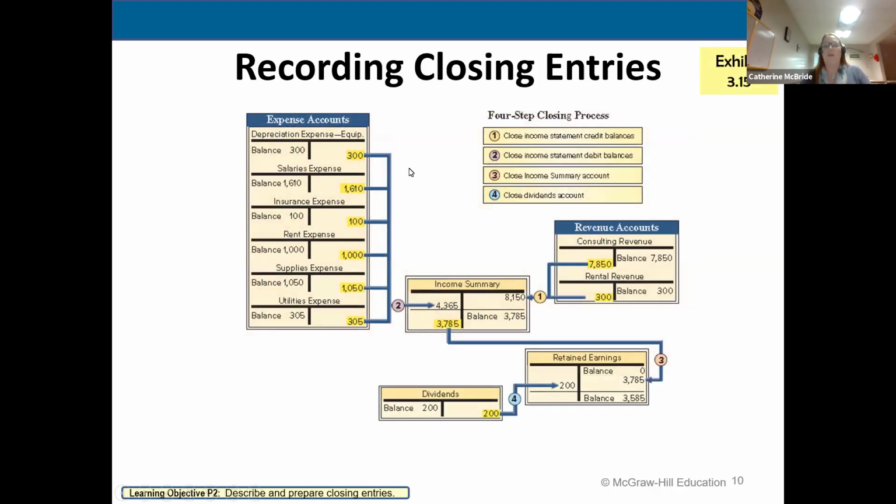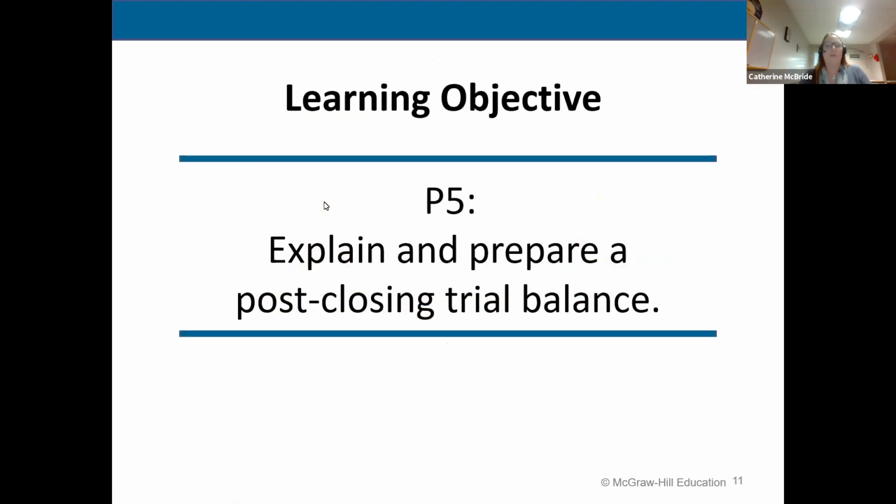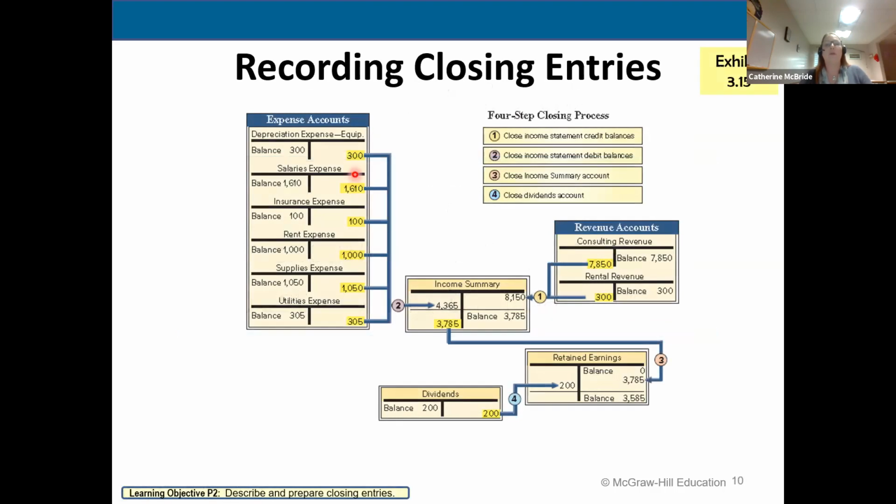So this is why it's so easy. If you look at the expense accounts, like here's depreciation expense. Originally it's an expense, so it has a debit balance. If it has a $300 debit balance, how do we make it zero? We have to credit it. Salary expense started with the 1610 debit balance. What do I have to do to make it zero? I have to credit it.